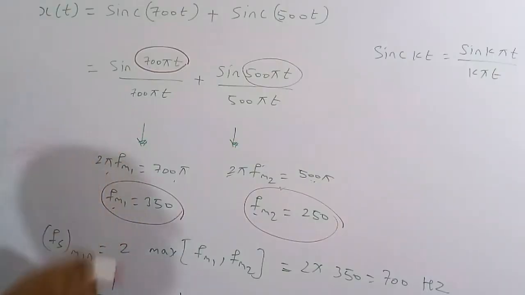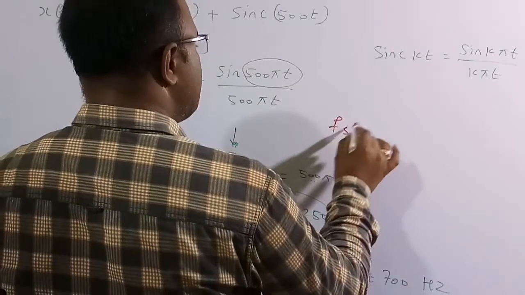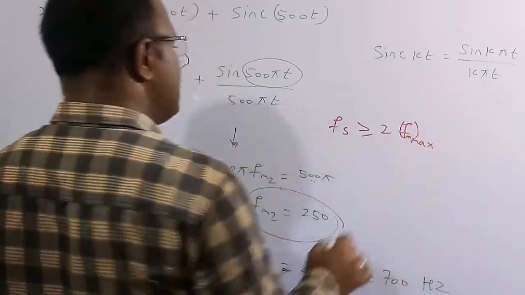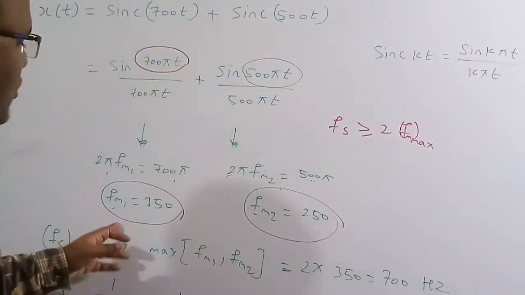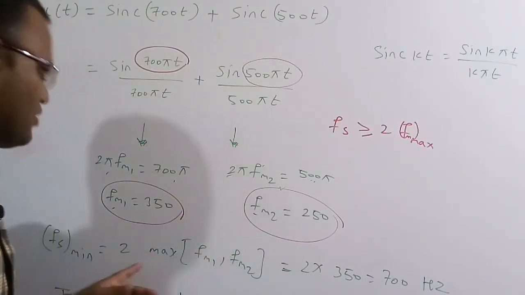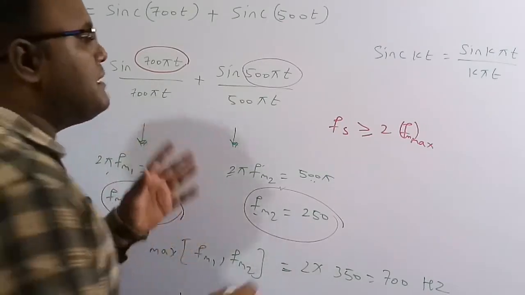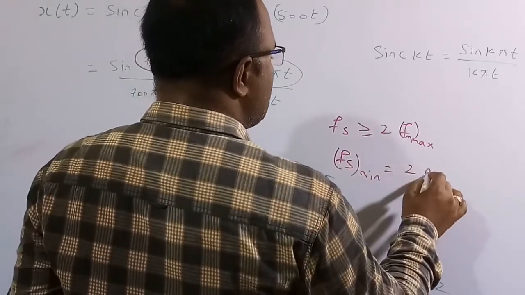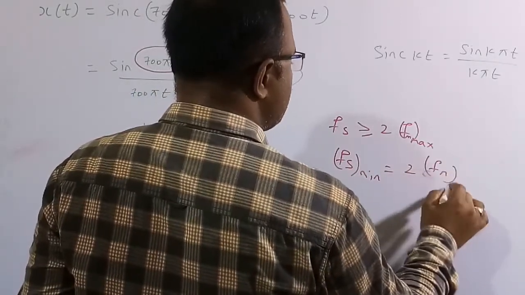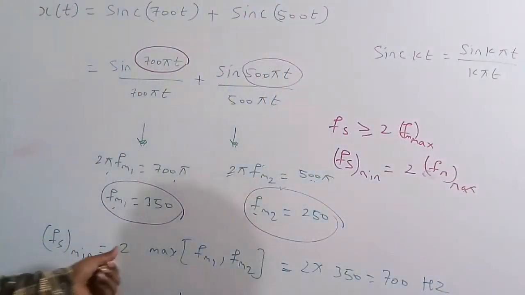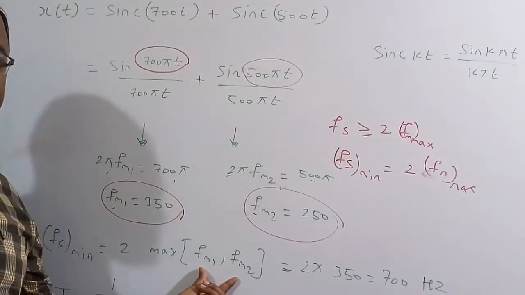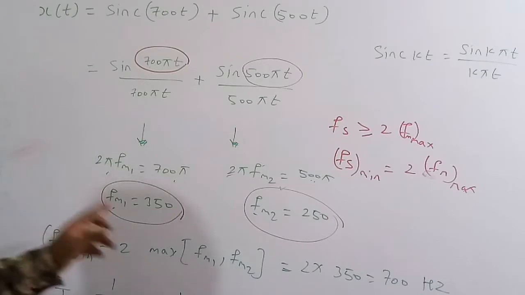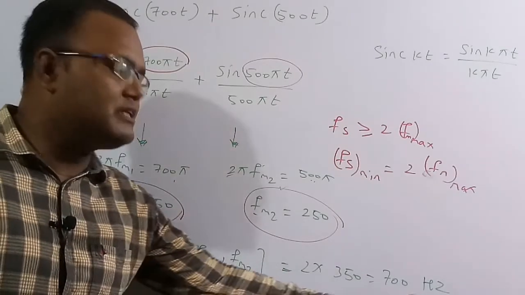Here the sampling frequency must always be greater than or equal to twice the message signal maximum frequency. There are two message signal frequencies, so out of these two we have to take only the maximum. The Nyquist frequency is nothing but the minimum sampling frequency, which is twice the message signal maximum frequency. So fs minimum is equal to twice the maximum message signal frequency. Out of 350 and 250, the maximum value is 350. Therefore 2 into 350 is nothing but 700 Hz.